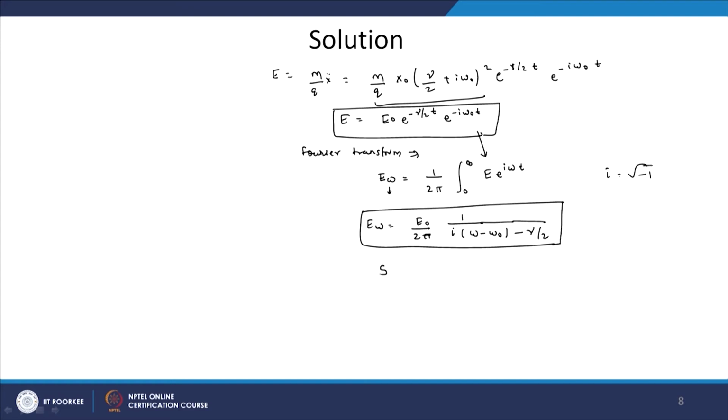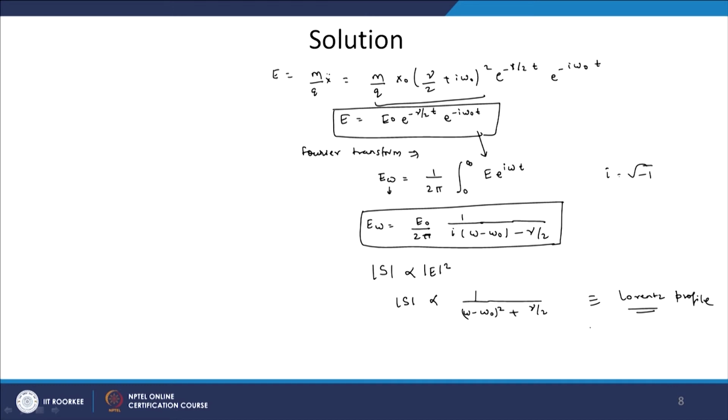Now, the line strength S, the line strength of emission or absorption, is proportional to the magnitude of the electric field squared. So, we get line strength as proportional to 1 upon omega minus omega naught squared plus gamma by 2 squared. So, this is basically what we call the Lorentz profile that we have discussed earlier also.